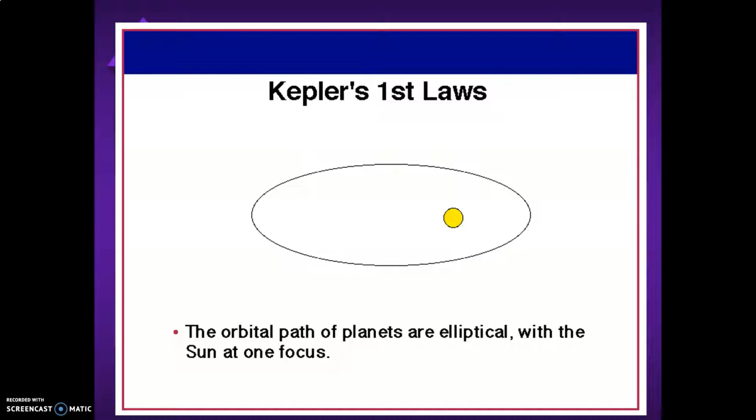They're elliptical with the sun at one focus. So we went over this already. Notice the shape is very oval, like an egg, and then there would be the sun. It is not in the center. It is at one of two focus points. There's a focus point here. There's probably another one right over here. That's Kepler's first law. Make sure you understand that.